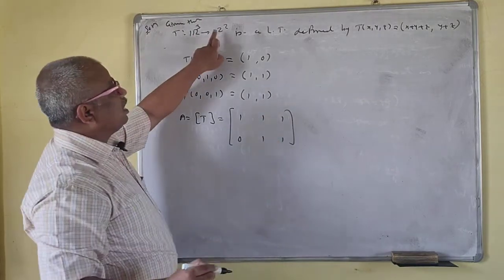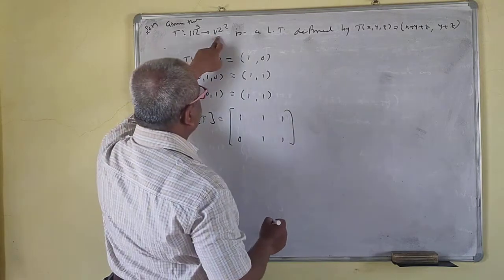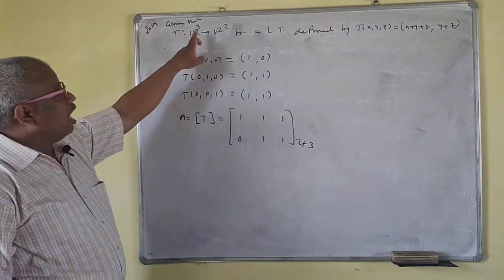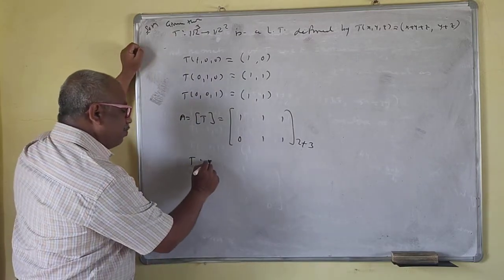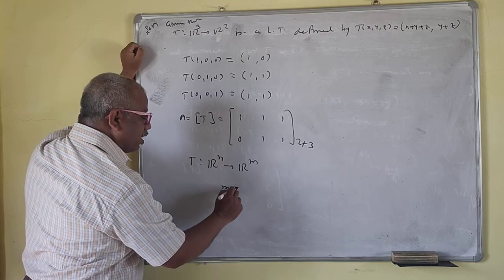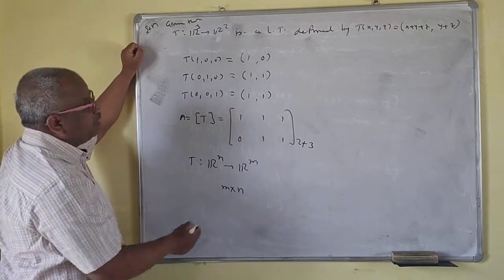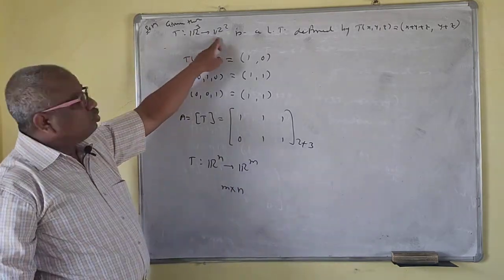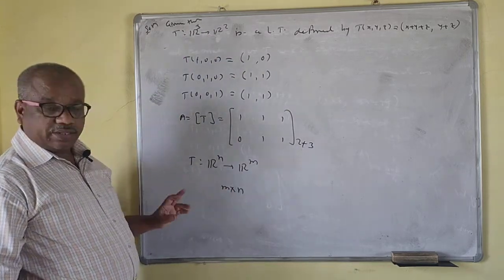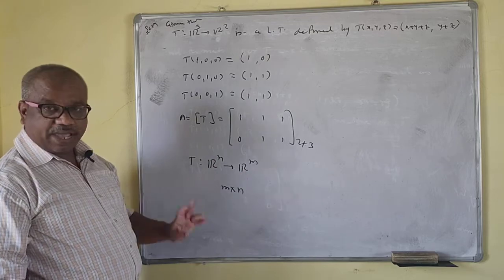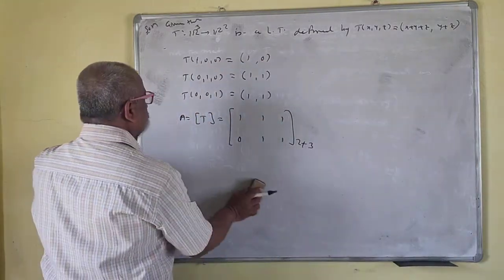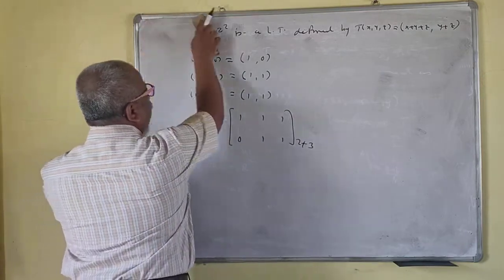Now this is R3 to R2, so the matrix should be 2 by 3. If T goes from Rn to Rm, then the matrix is m by n. So for R3 to R2, your matrix should be 2 by 3. It is m by n, not n by m. So you should note this.